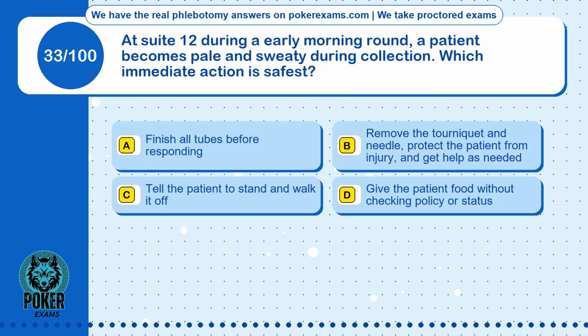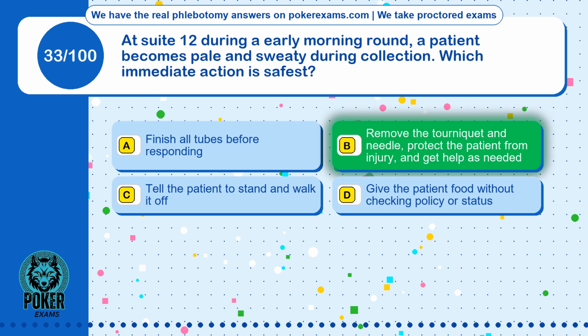Question 33. At Suite 12 during an early morning round, a patient becomes pale and sweaty during collection. Which immediate action is safest? Option A. Finish all tubes before responding. Option B. Remove the tourniquet and needle, protect the patient from injury, and get help as needed. Option C. Tell the patient to stand and walk it off. Option D. Give the patient food without checking policy or status.